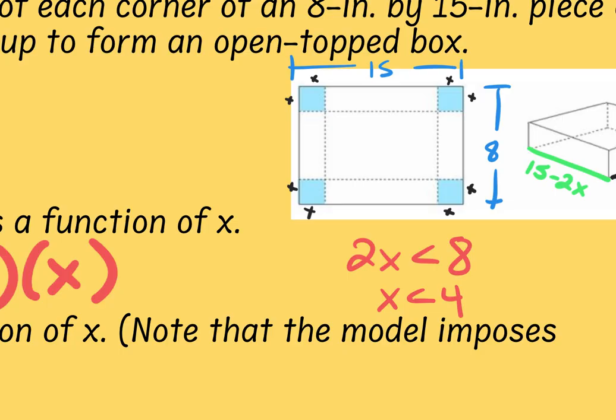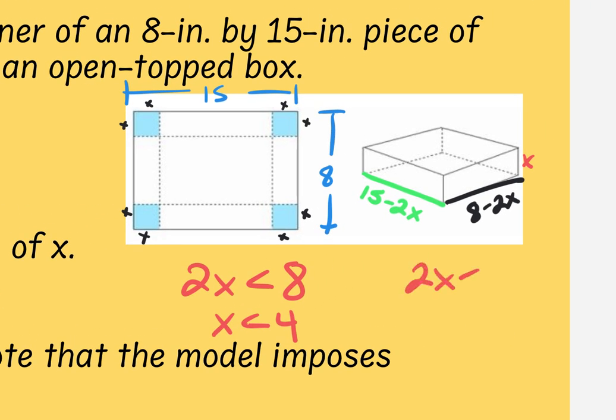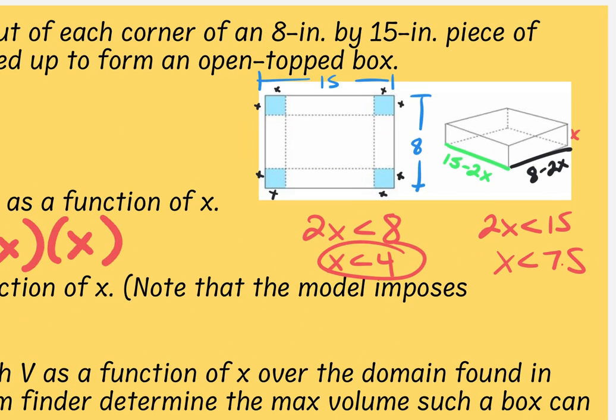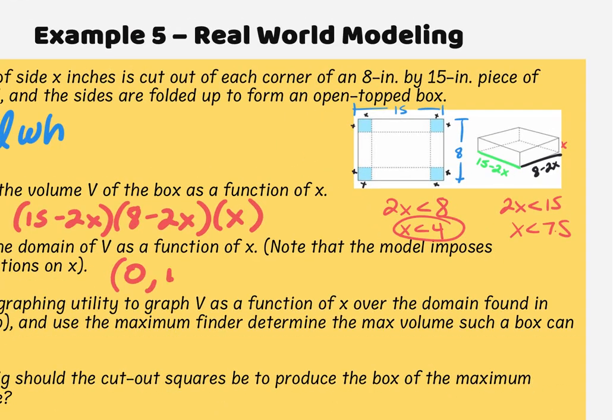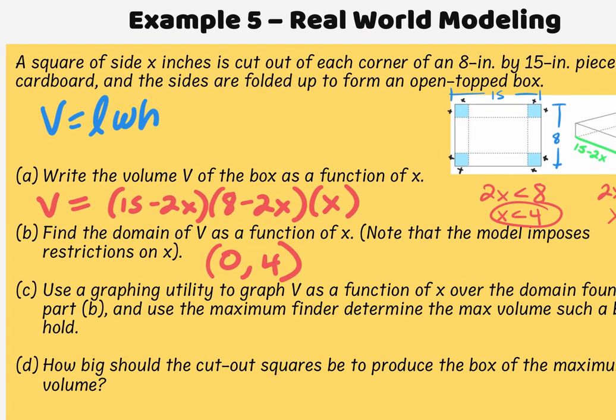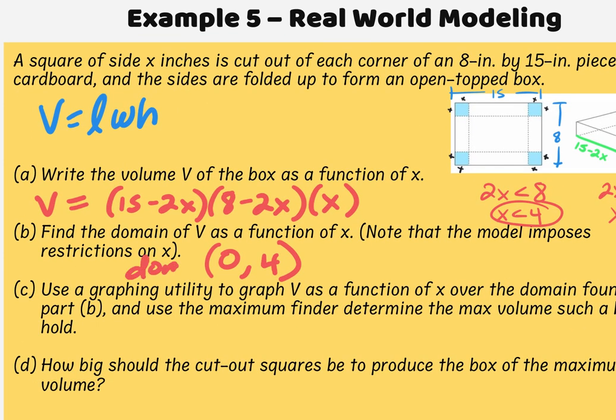On the other side, your 2x would have to be less than what? 15, so x would have to be less than 7.5. Well, both of these things have to be true, right? It can't be 5 for that one. It could be 5 for this one, but they both have to be true, which means the maximum your value could be is what? 4. Can it include 4? No. So my input, which is my x, goes from 0 to 4. Does that make sense? Because I think that that's tricky. So if you're confused, it's okay.